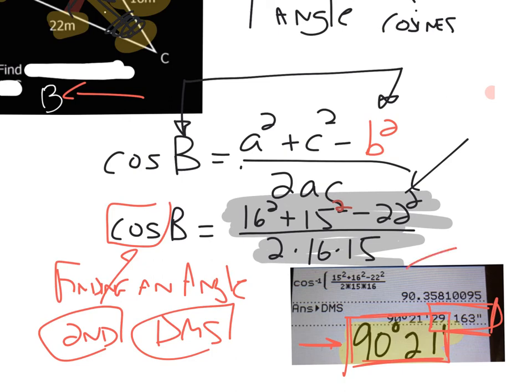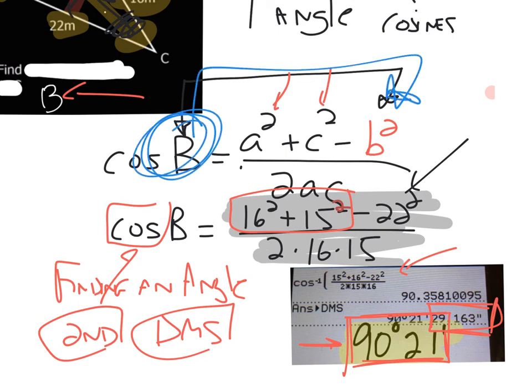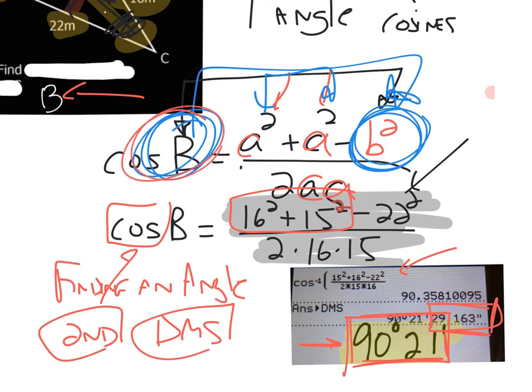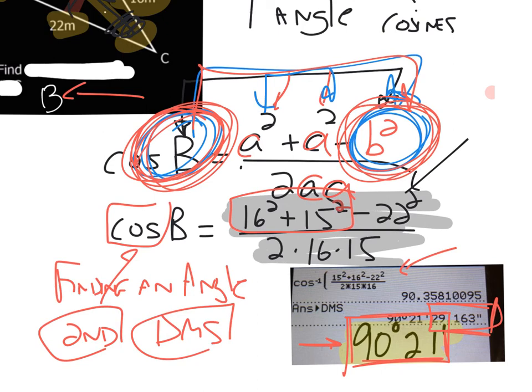You see how when I type this in, I did a squared plus c squared. I did 16 squared plus 15 squared. As long as this angle matches this side, these two can be interchanged. So I could have written this as c squared plus a squared over 2ca. That doesn't matter. What does matter is that the angle that you're using, you only use the opposite side once.